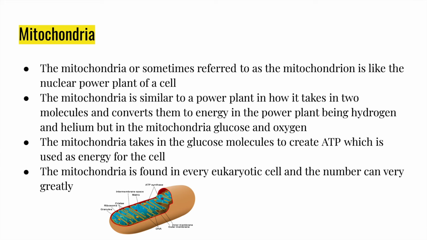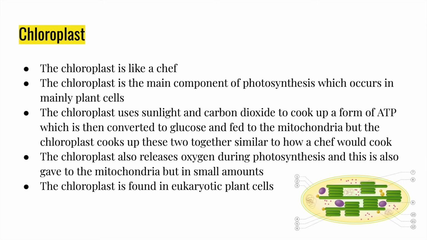This is a mitochondria. And it also has its own DNA inside of it. This is a chloroplast. A chloroplast is like a chef. The chloroplast is the main component of photosynthesis, which occurs mainly in plant cells.